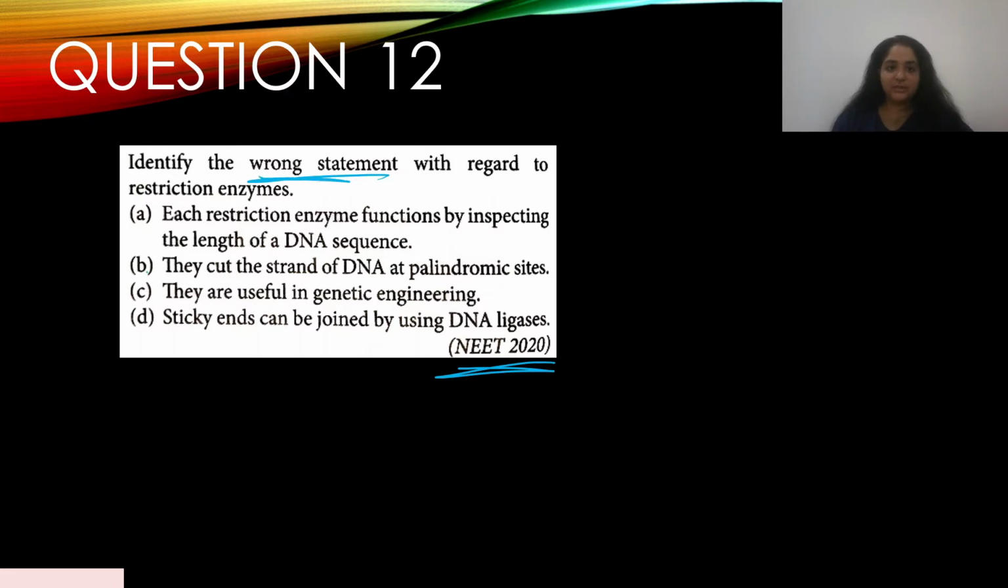So A is correct. They cut the DNA at palindromic sites. Yes, we know that. There are specific palindromic sites too. C. They are useful in genetic engineering. Yes. Sticky ends can be joined by using DNA ligases. Now that is a little incorrect. So the answer is B.